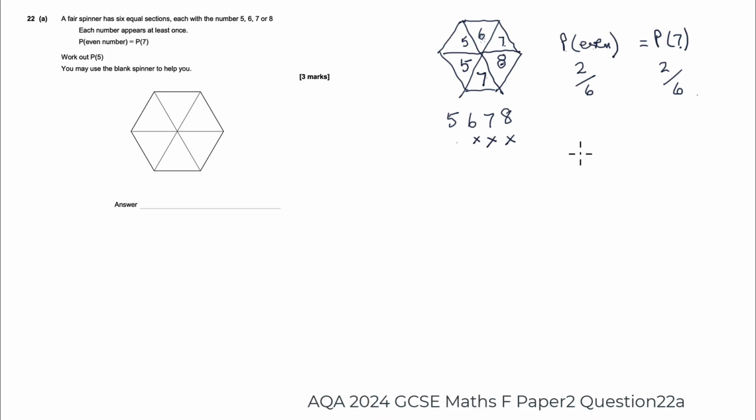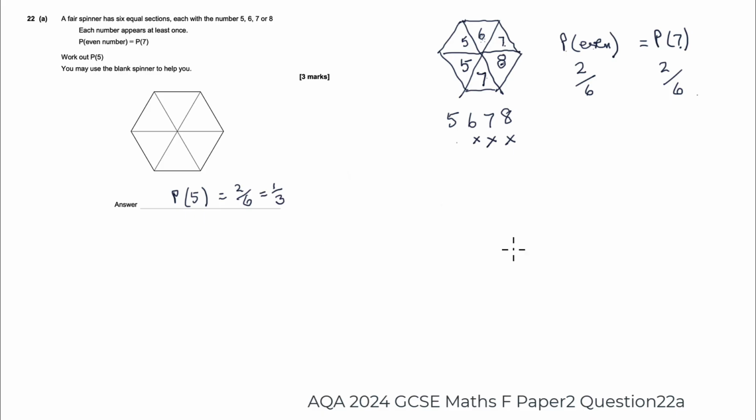So that's the completion of the spinner. There's 2 5s, 1 6, 2 7s and 1 8. Doesn't matter the order they're in, so long as those are the numbers that are on the spinner. Work out the probability of 5. Well, the probability of a 5 being spun is 2/6, which can be written as 1/3 when we cancel 2 from that fraction. So 1 out of 3, 1/3 is the probability of a 5.